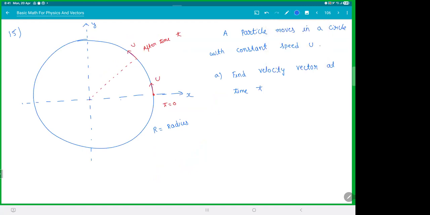This is like the question which we did before. It's actually the same question. I just asked the vector there. There I asked you the position vector. Here I'm asking the velocity vector.